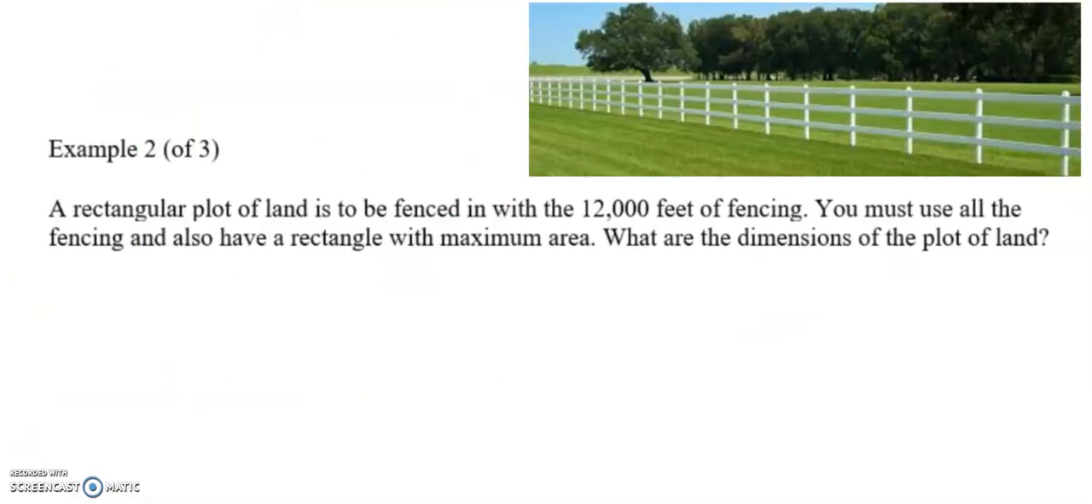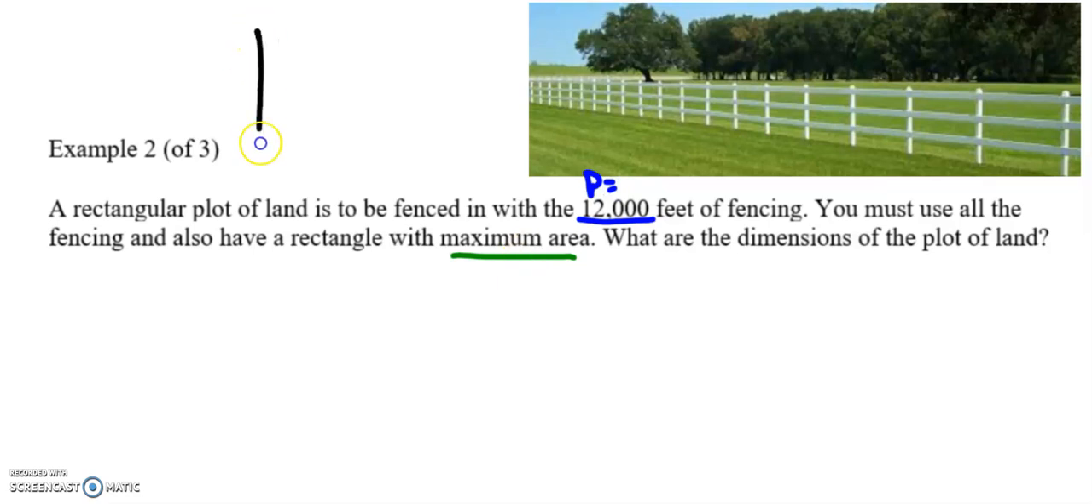All right, example 2 of 3. A rectangular plot of land is to be fenced in with 12,000 feet of fencing. You must use all of the fencing and also have a rectangle with maximum area. What are the dimensions of the plot of land? Well, it says that we are supposed to have a perimeter of 12,000 feet of fencing, right? And we're looking to maximize the area.